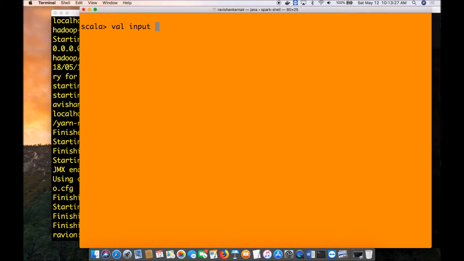Val input equal to sc dot. I'm going to read the file. Text file is a function which will allow you to read the file. In bracket. If it is Hadoop, you will start with HDFS. And as you know, it is not Hadoop. So, I'm going to write file. And it is there in slash users. I'm giving the complete path.